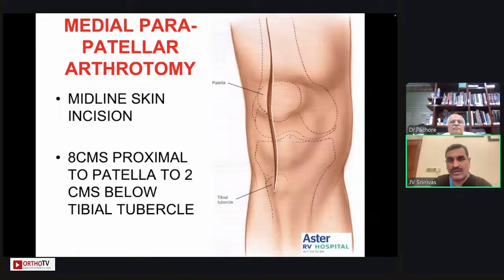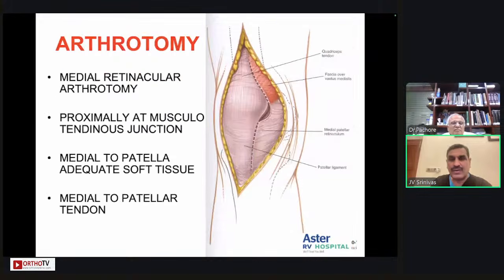So we all know medial parapatellar approach is the standard approach for the knee replacement. Also, it's a very good approach for a stiff knee. Midline incision, we all know, and then we do a medial parapatellar arthrotomy, starting proximally in the quadriceps tendon, leaving 1 or 2 centimeters of your quadriceps tendon, so that when you close it, it's easier.